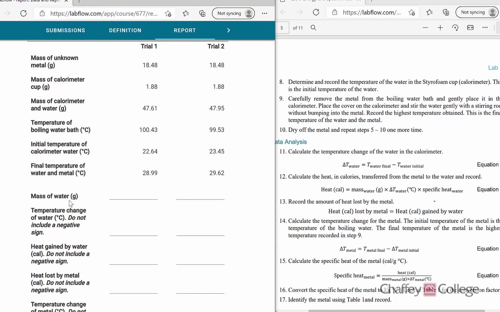Okay, so first is mass of water. This mass of water is the water inside the calorie meter cup. So calorie meter plus water is 47.61, and calorie meter alone empty is 1.88. If I need to calculate the mass of water, I need to subtract the empty cup mass from the combined mass. So the answer will be, in my case, 47.61 minus 1.88.